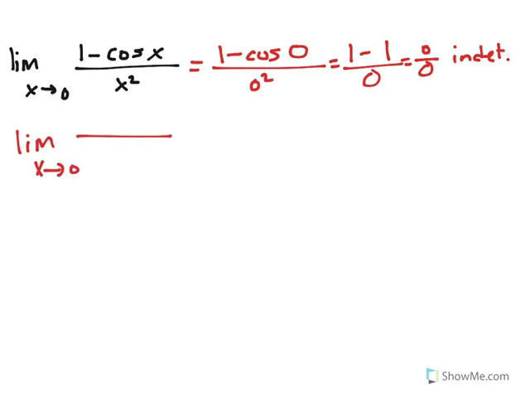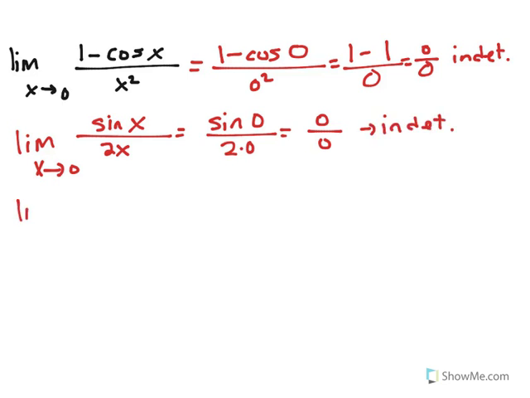Derivative of 1 is nothing. Derivative of cosine of x is negative sine. So it's negative negative sine, which is going to be sine of x over 2x. Now I'll fill in the 0. Sine of 0 over 2 times 0, which equals 0 over 0, which is still indeterminate.